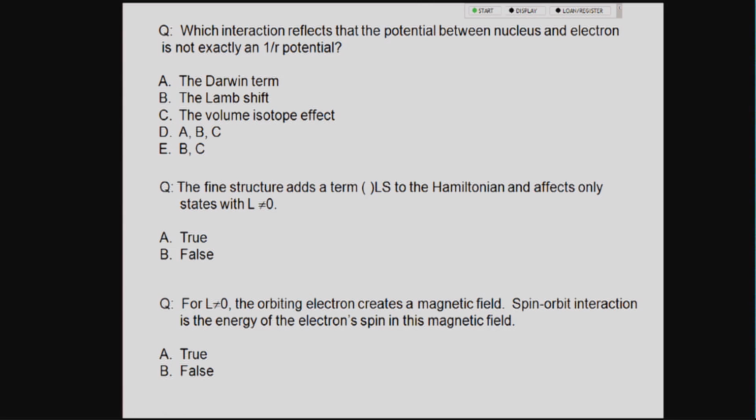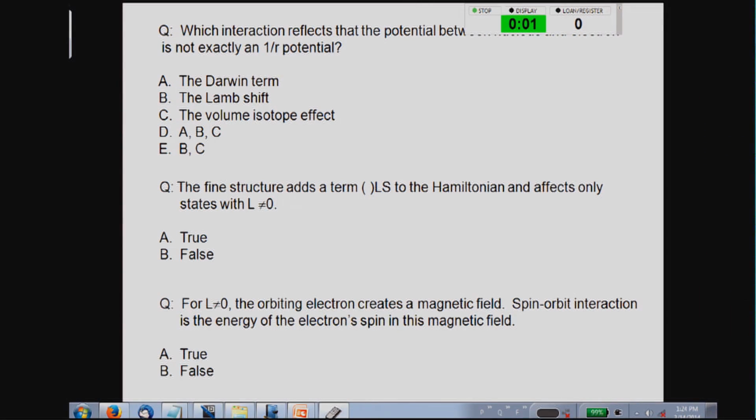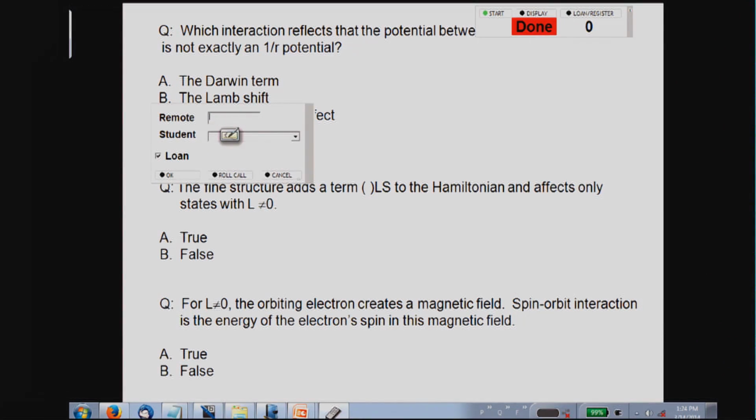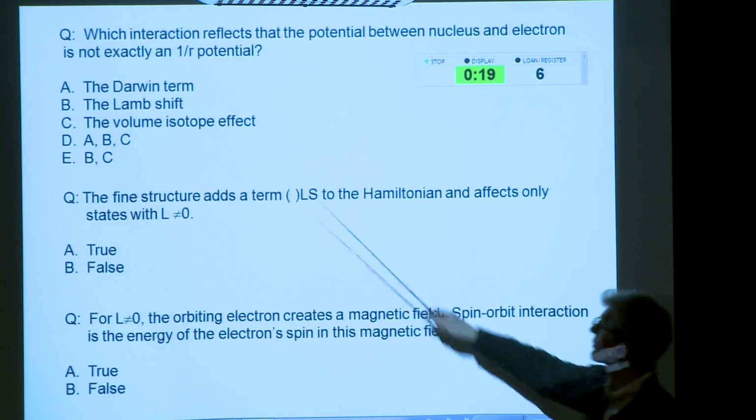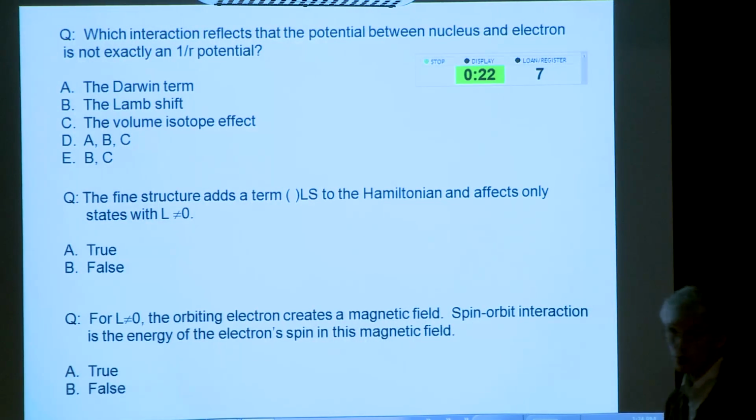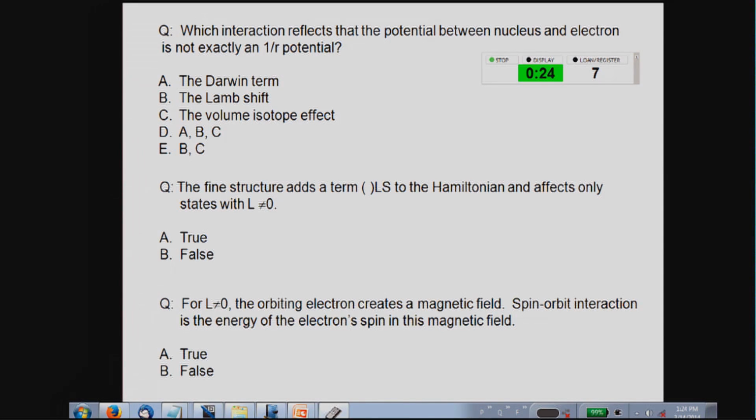Which interaction reflects that the potential between nucleus and electron is not exactly a Coulomb potential, 1 over r? We've usually discussed the Schrödinger equation, hydrogen, and the Bohr model for an exact 1 over r potential. But then we discussed a lot of phenomena, and I want you to figure out which of those choices mean in essence that you do not have a 1 over r potential.